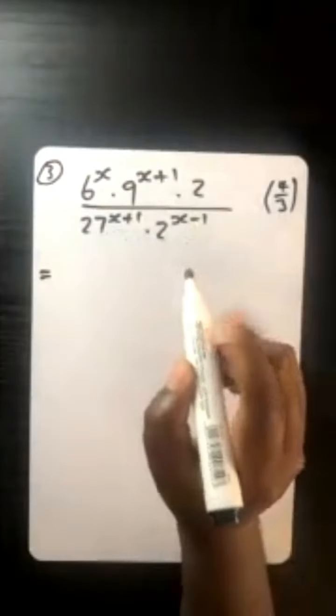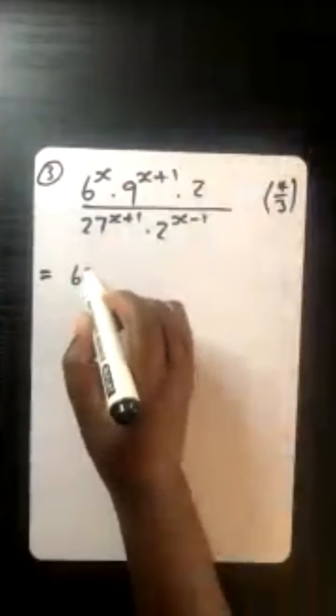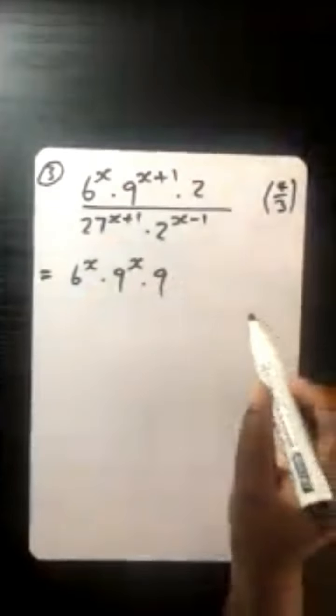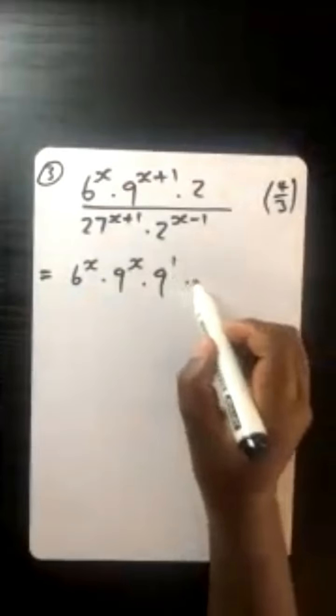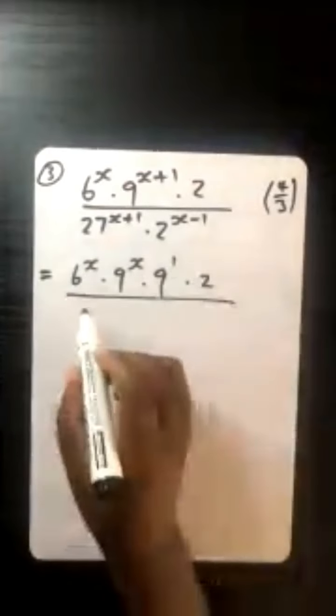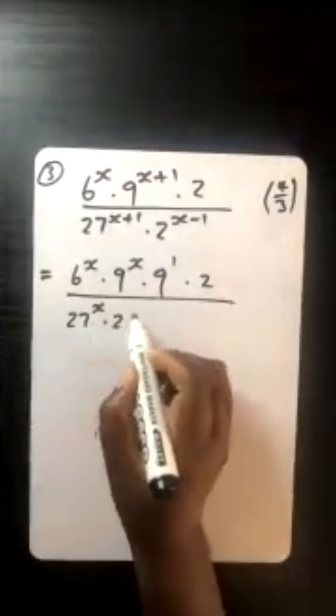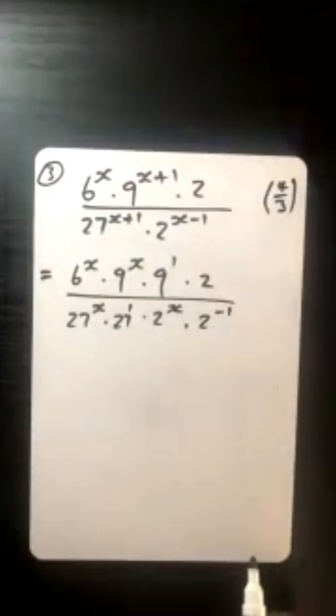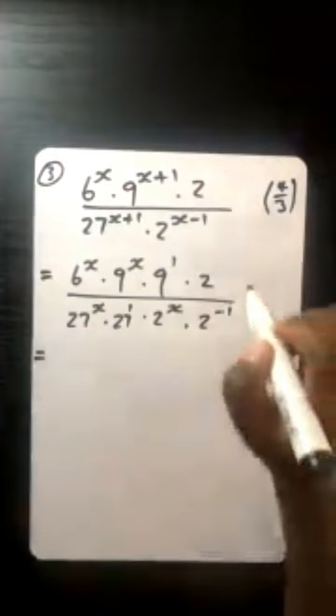So let's see. Remember, for those of you who are making notes, for simplification the first step is to separate the exponents. Step 1 of simplification: let's separate. So we've got 6 to the exponent x multiplied by 9 to the exponent x multiplied by 9, obviously with that invisible 1 over there, multiplied by 2 to the exponent 27 to the exponent x multiplied by 27, with an invisible 1 over there, 2 to the exponent x, 2 to the exponent minus 1 over there.